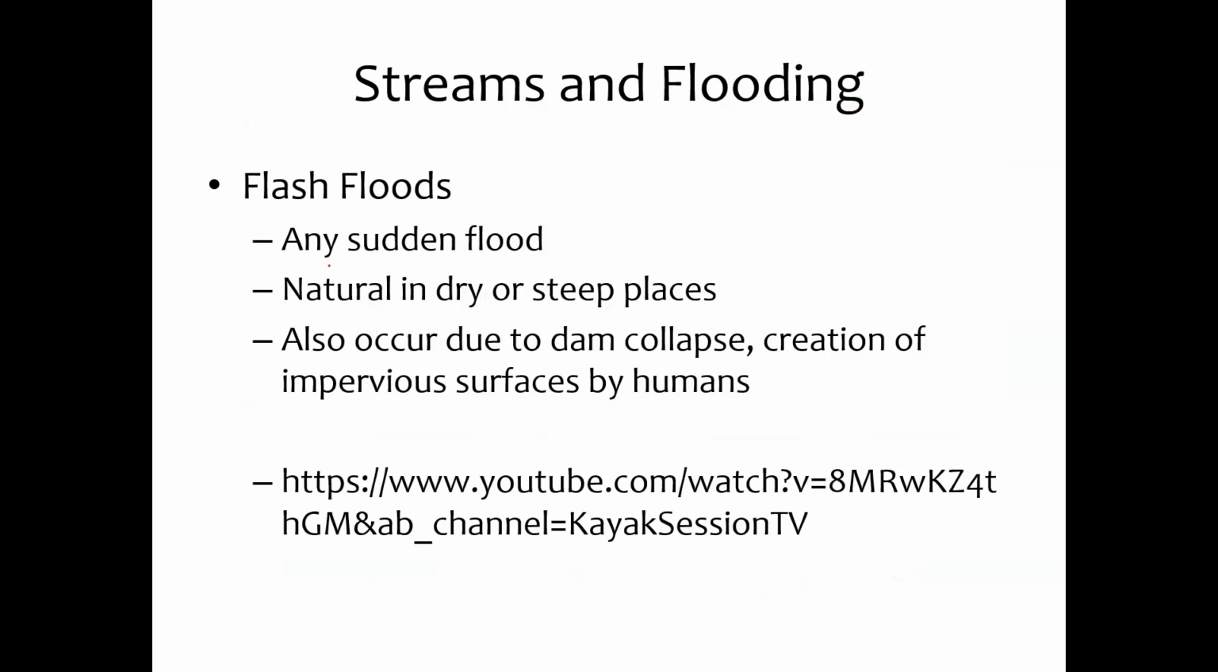Flash floods are the name for any sudden flood. They naturally occur in dry places. They naturally occur in steep places. They can also occur for human-created reasons, right? If you have a dam and that dam collapses, suddenly you have a flash flood that is no longer being held back by the dam, that's moving very fast downstream. And this is the source of some of the biggest losses of life in disasters in US history. For example, the Johnstown flood that I'm remembering in Pennsylvania killed 2,000 people.